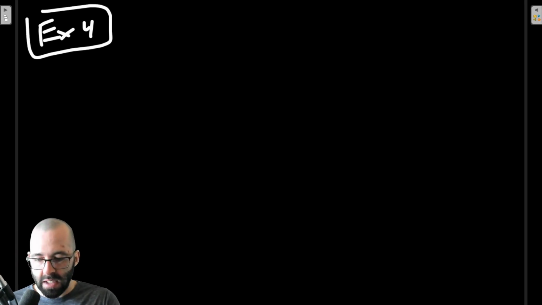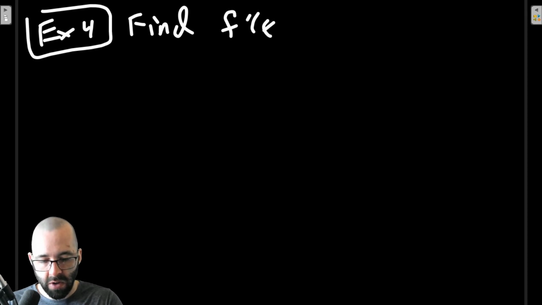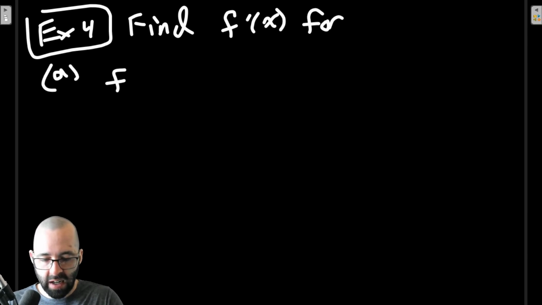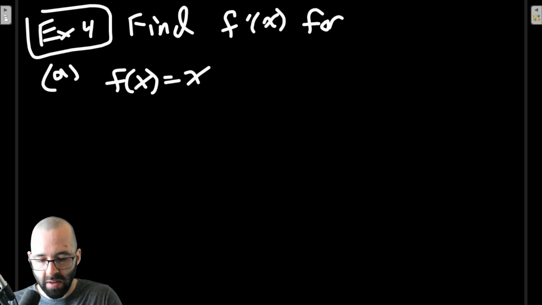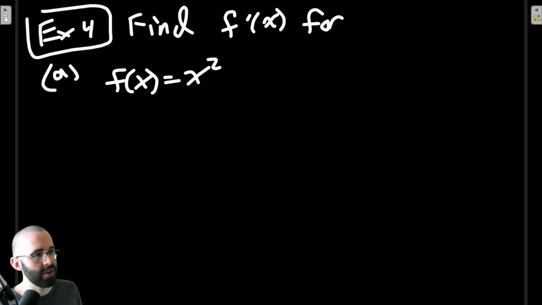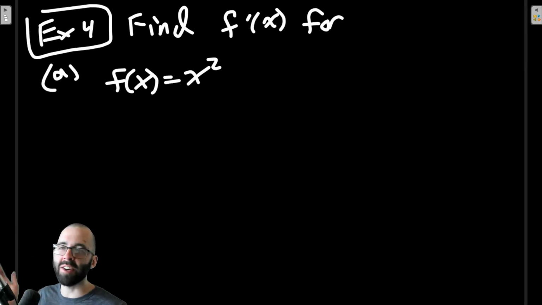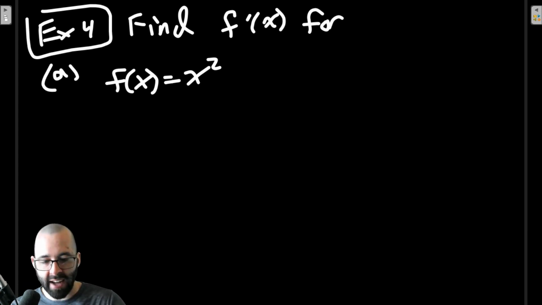All right, so find the derivative. Oh, that's supposed to be an x. Find f prime of x for the following. Part A, f of x equals x squared. At this point, you should already know the answer. You say, Jason, I know this, the power rule. We're going to take that exponent down and subtract one from the power, and we're going to get the derivative is 2x. And that's correct. Let's use the definition of the derivative and see what happens.